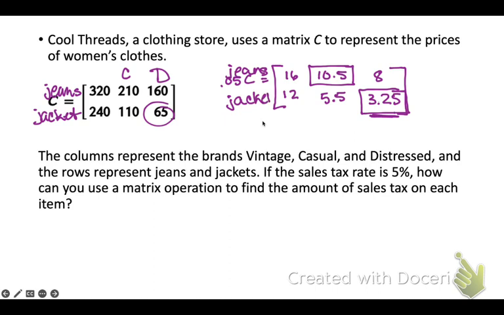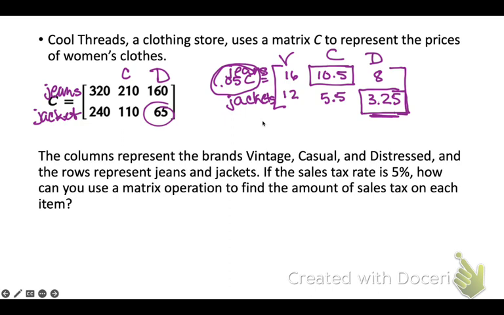So do these things come over here also? Yes. We got vintage, casual, and distressed. So what is the tax on a vintage jacket? $12. Okay, so this is called scalar multiplication because we scaled the whole thing.